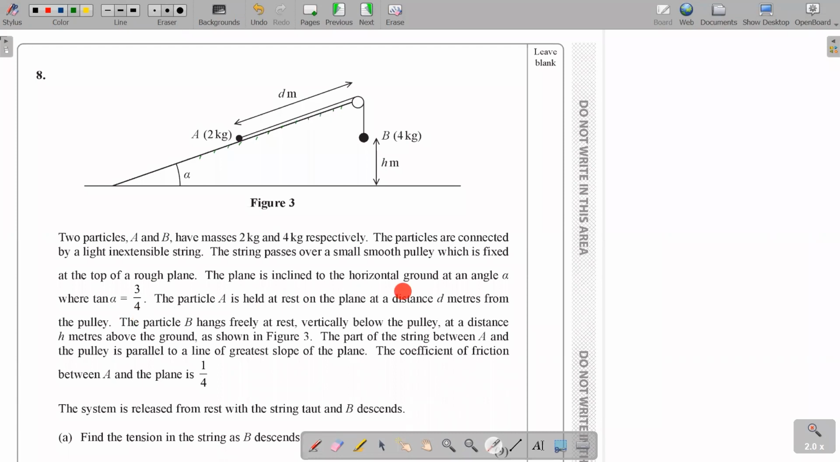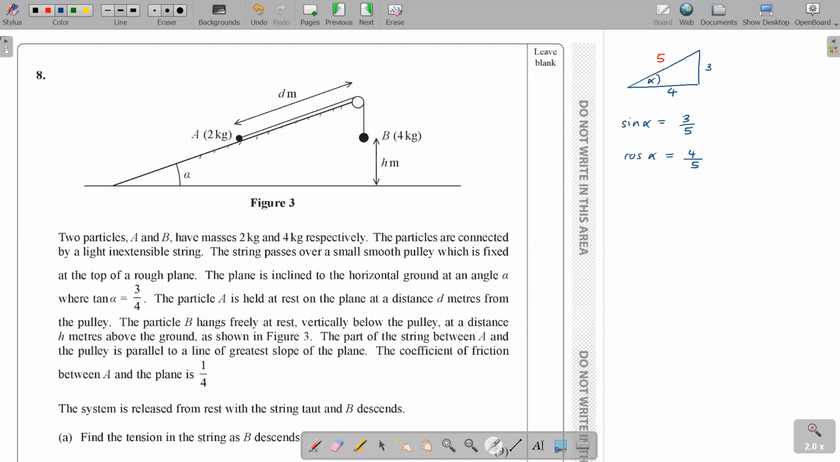The rough plane, the plane is inclined to the horizontal ground at an angle alpha where tan alpha is 3 over 4. So when they give you tan alpha as 3 over 4, are we going to use tan inverse and get the alpha value? Definitely no. You need to use the triangle, draw the triangle and get sine alpha and cos alpha. Tan alpha is opposite over adjacent. How much is the hypotenuse? 5, by using Pythagoras theorem. So sine alpha, opposite over hypotenuse, is 3 over 5, cos alpha, adjacent over hypotenuse, is 4 over 5.